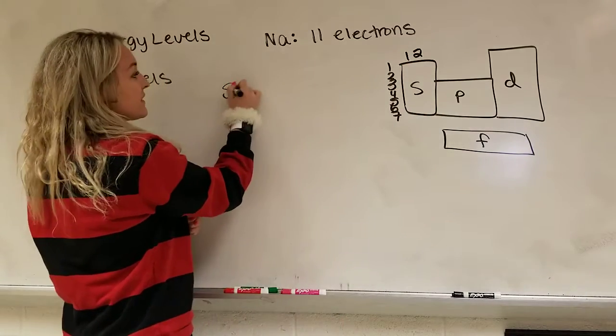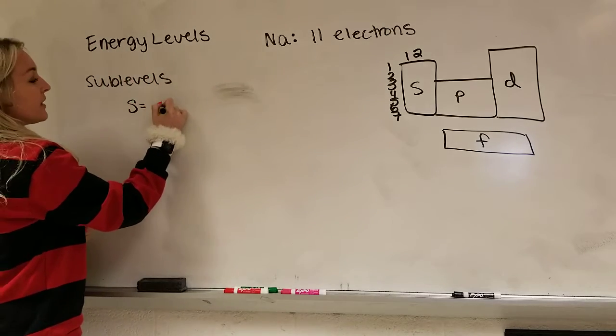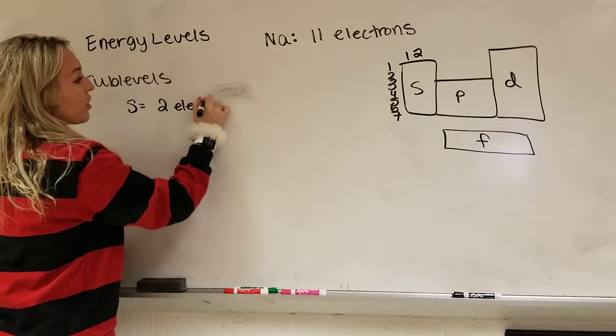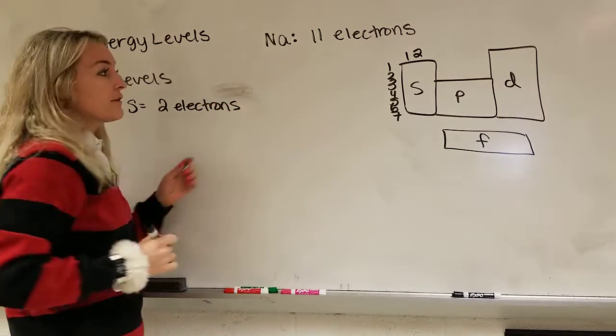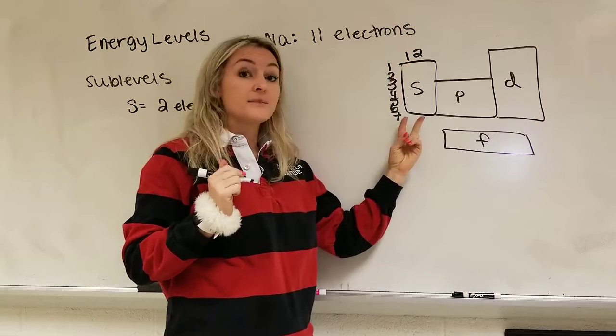So at the S sublevel, I'll write it over here actually. The S sublevel contains 2 electrons. Always, always, always. It doesn't matter if it's 1s, 2s, 3s, 4s, 2 electrons, because there's 2 columns in the S block.